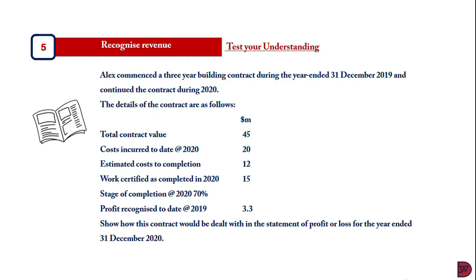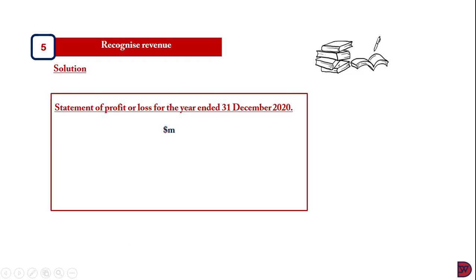And profit recognized to date as of the end of 2019 is 3.3 million. So we have to show how this contract will be dealt with in the statement of profit or loss for the year ended 31st December 2020. Okay, so when we come to the solution, the revenue to be recognized for the year 2020 is 15 million. That is the work certified for that year. So the cost will be the balancing figure.